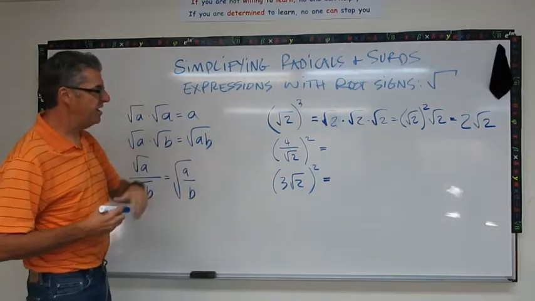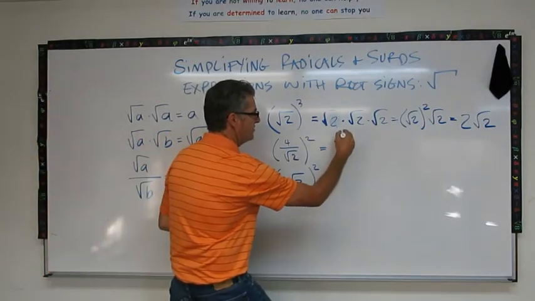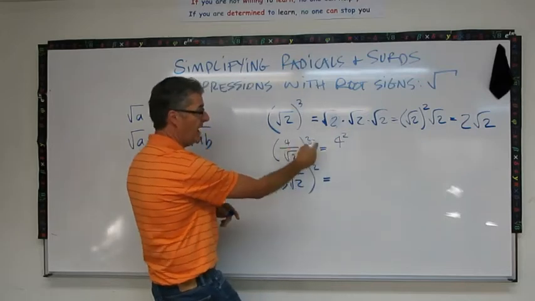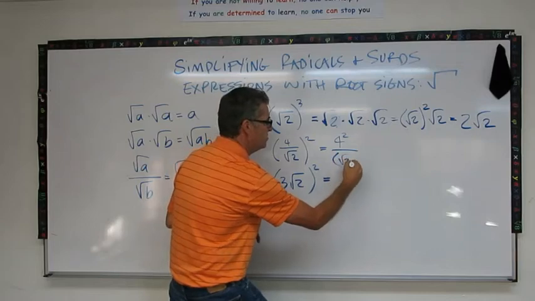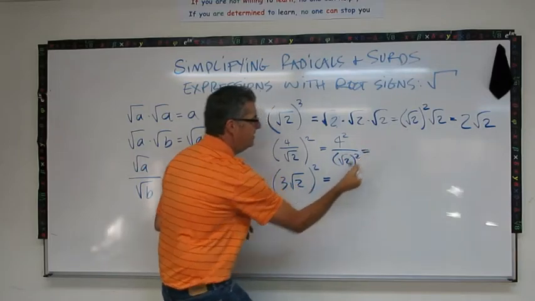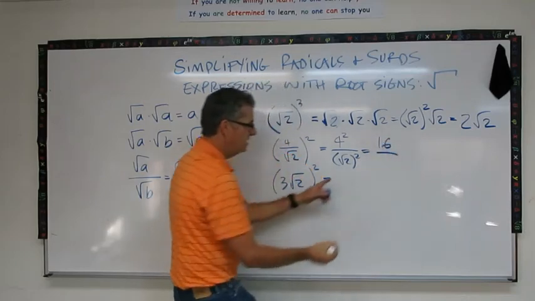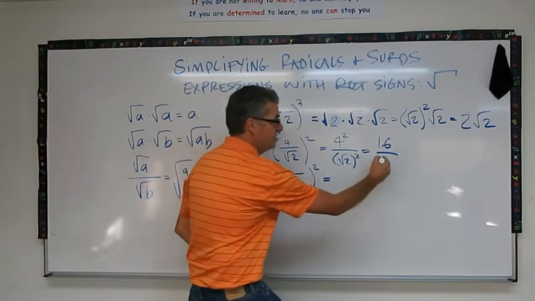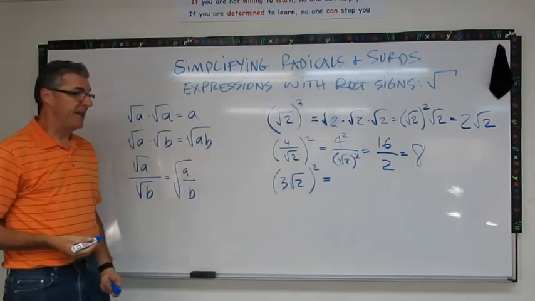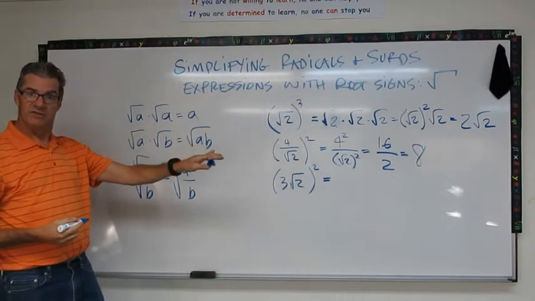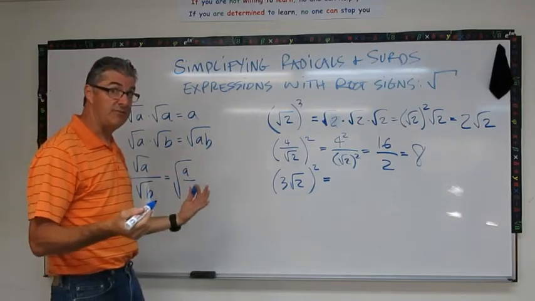Okay, let's take a look at this next one. This is going to be 4 squared, because the power gets distributed to the top and the bottom, over root 2 squared. We know what 4 squared is. That's just 16. Now root 2 squared is just 2. Finally, reduce our fraction. That one ends up being 8. So that's a nice clean solution or answer, no root signs in it. Sometimes you get that, sometimes you don't.